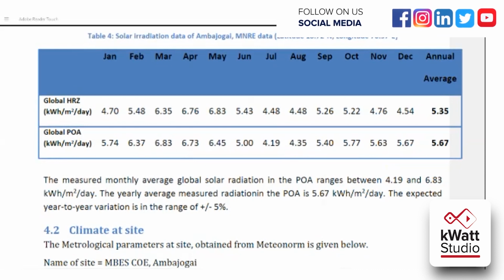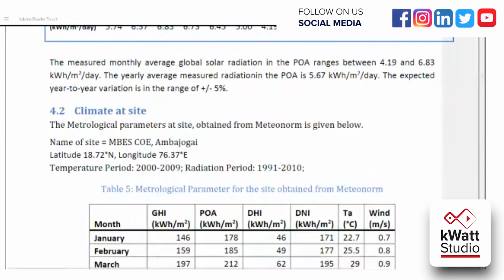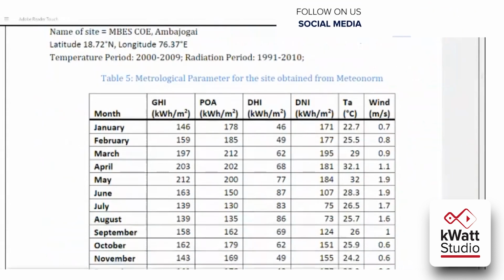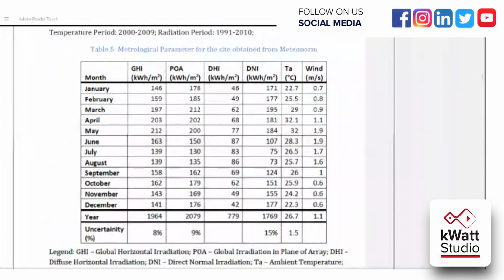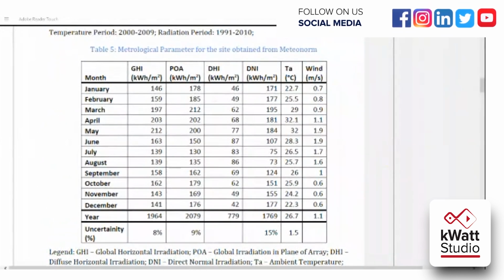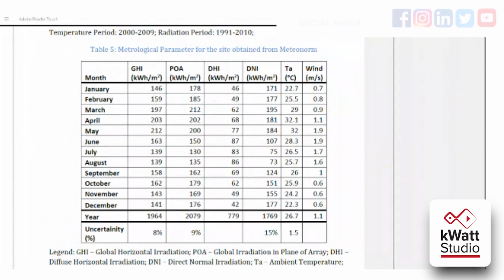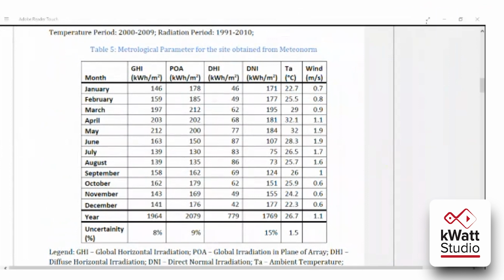of solar module placement. Again, the climate at site. This is nothing but your climatic details. Again, this data can be retrieved from your NASA website and Meteonom website.